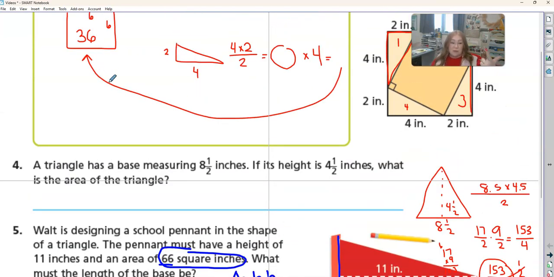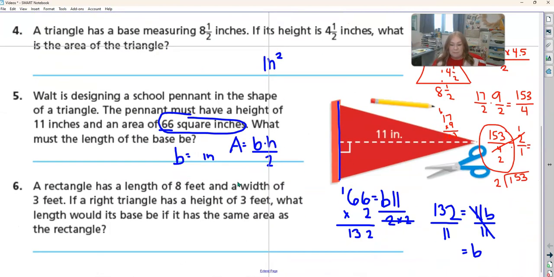So our answers to 3 and 4 should be inches squared. This one should also be inches squared because we're seeing how many squares fit inside a shape.